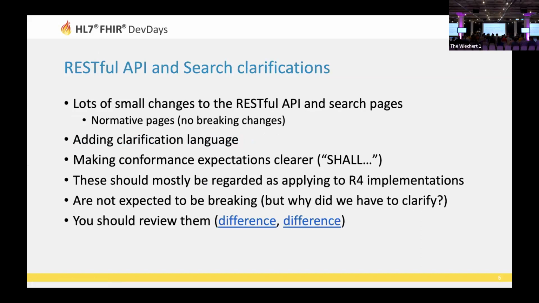During the preparation of release 5, the committee that owns the RESTful API and search pages received a lot of commentary about the pages. And we did a pretty significant structural rewrite to the search page. They are normative pages, which means that we don't make breaking changes to those pages. But we did add quite a lot of clarification language, including some actual shall statements. The committee believed, based on its research, that none of those changes were actually going to break implementations.